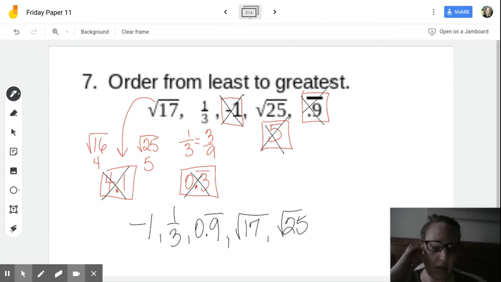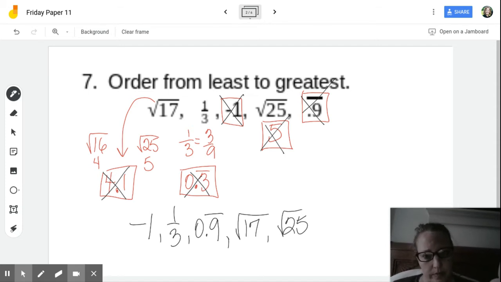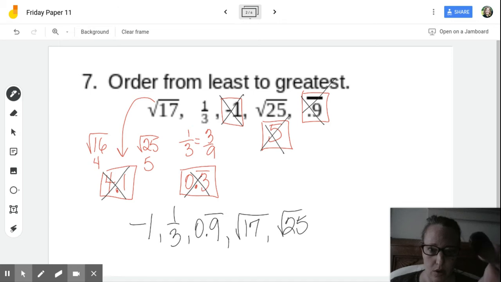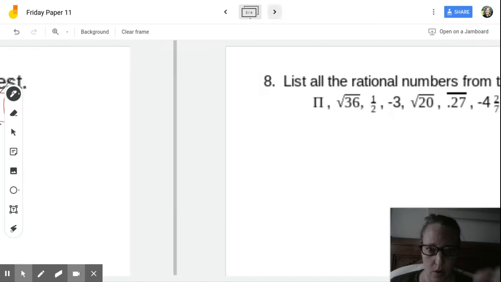I hope you can see how to do these. In this case, I made them all decimals or integers so that I could compare them easier. So be patient and don't give up on those problems, because I know you have a tendency to want to just give up on those. So always just keep trying on those.